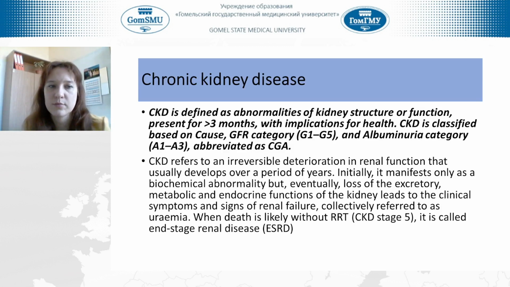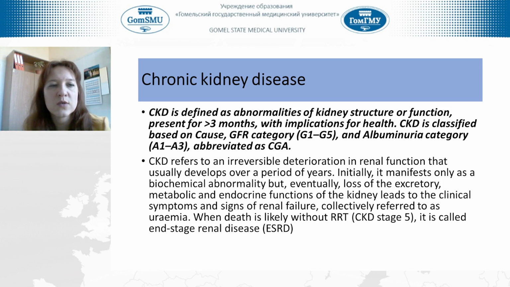Chronic kidney disease. What does it mean? Chronic kidney disease is defined as abnormalities of kidney structure or function present for more than 3 months with implications for health. Chronic kidney disease is classified based on glomerular filtration rate category from 1 to 5 and albuminuria category from 1 to 3.